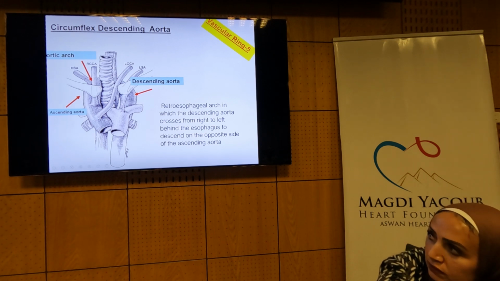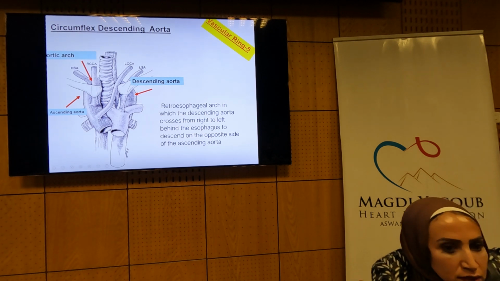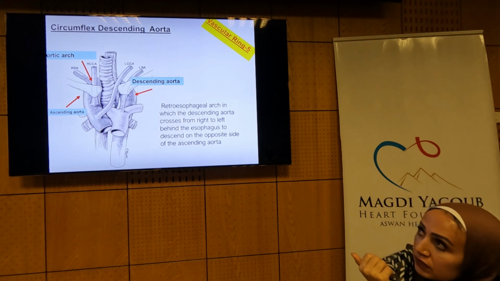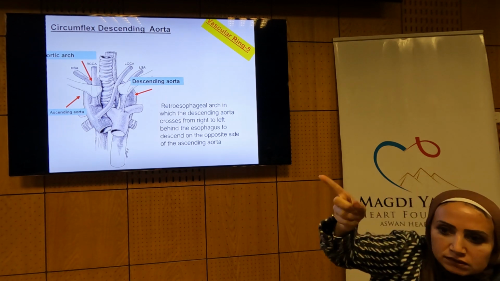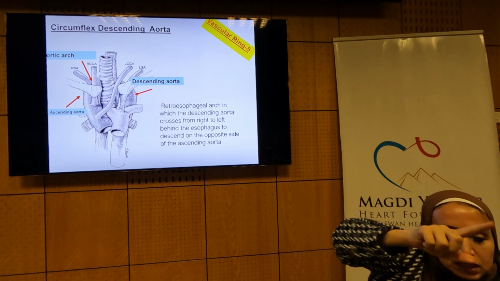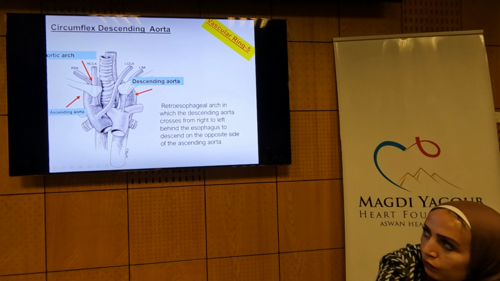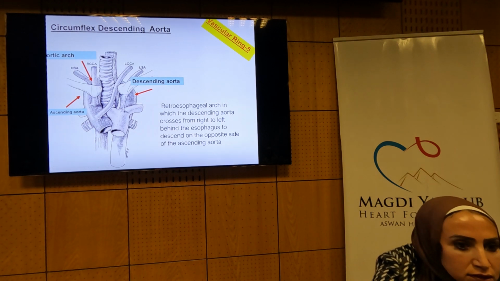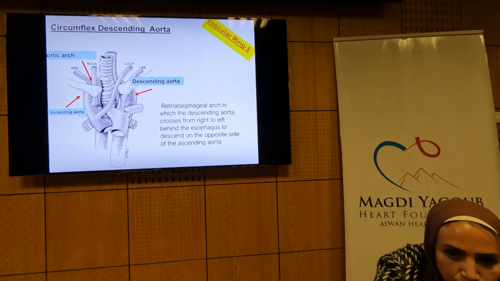This is the trachea and esophagus. This is the ascending aorta. This is the arch. This is the descending aorta. This is the ligamentum arteriosus. So it encircles both the trachea and the esophagus. Circumflex is like what we call the coronary circumflex. Circumflex means that it makes a circle. So the circumflex descending aorta, again, has been reported. It's very difficult to see by echo, but we have seen it as an incidental finding in many of our multi-slice CTs that we do for congenital anomalies.